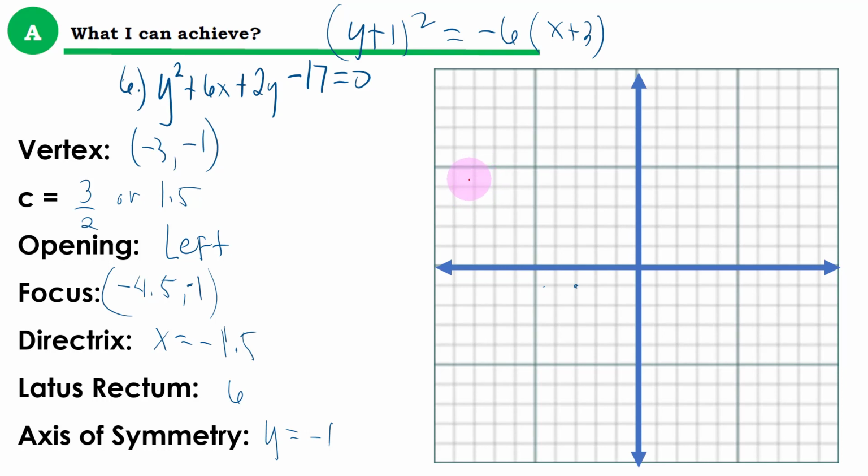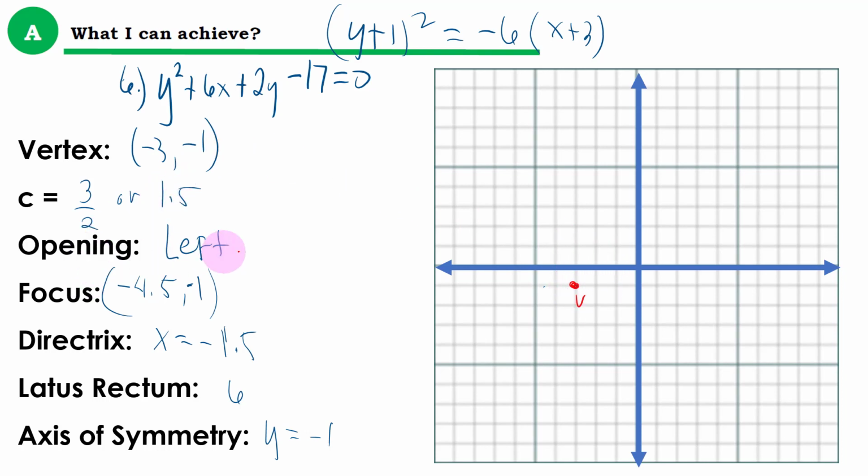So, since it is in general form, kailangan natin siyang i-convert sa kanyang standard form. And kung i-convert natin siya sa standard form, magiging y plus 1 quantity squared equals negative 6 times the quantity of x plus 3. Okay? So, our vertex is at negative 3, negative 1. Negative 3, negative 1. This is our vertex.